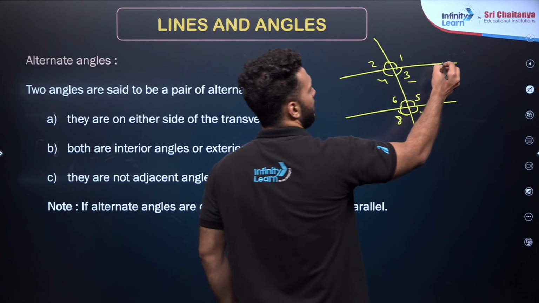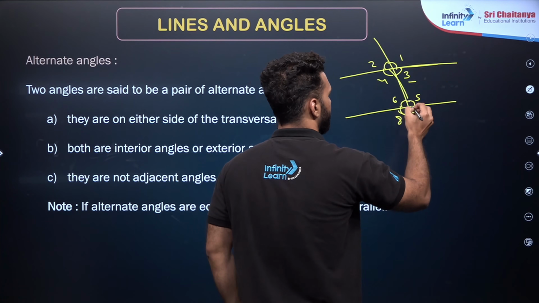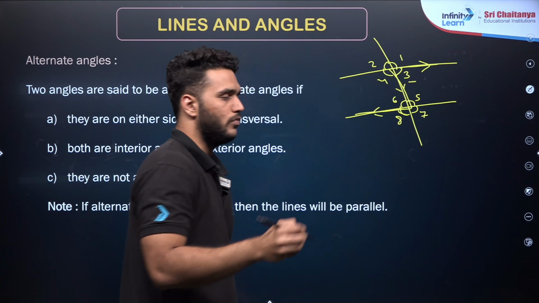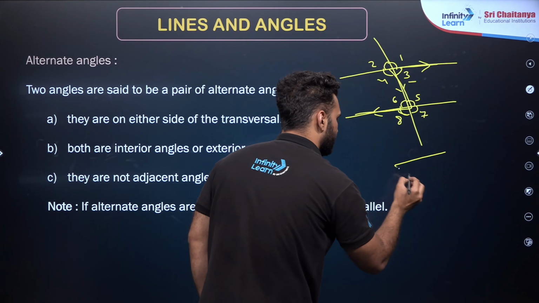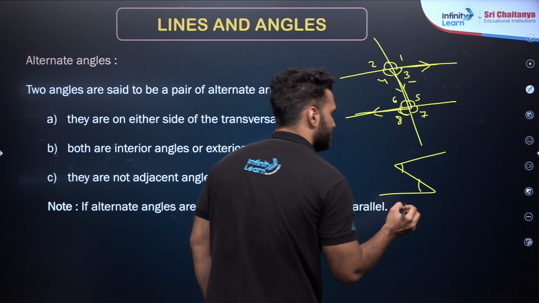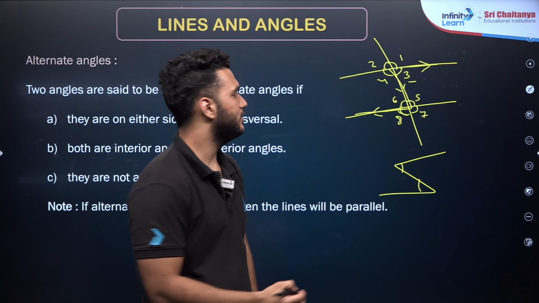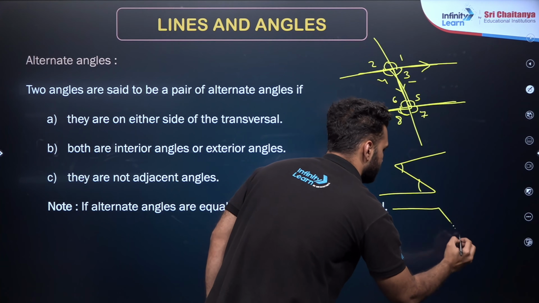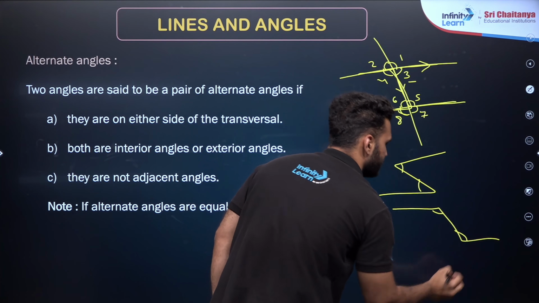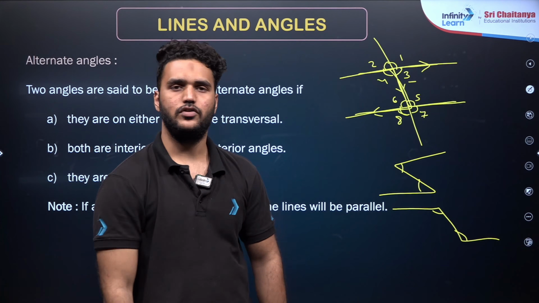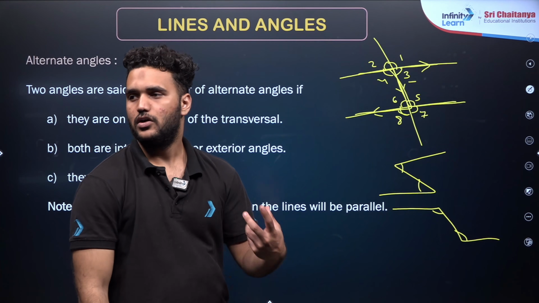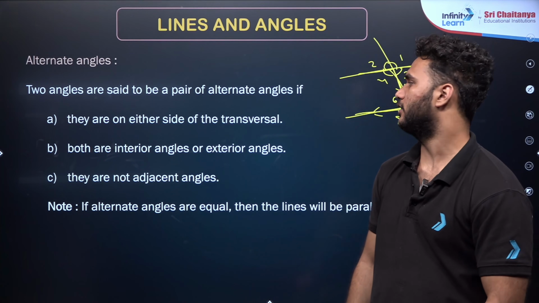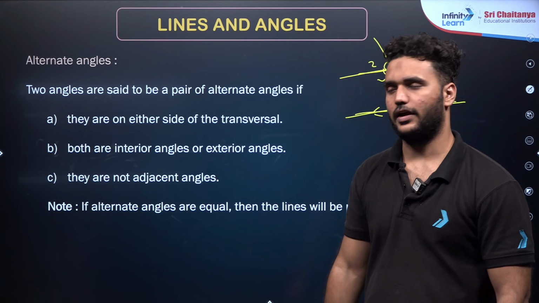Or you can see that if you make a Z, do you see this Z? So if you see this Z, what do you see here? This angle and this angle are alternate angles. Another Z is like this. Then this angle and this angle are alternate angles. This angle and this angle are known as alternate interior angles, because you will see alternate interior and alternate exterior. So these are alternate interior angles.